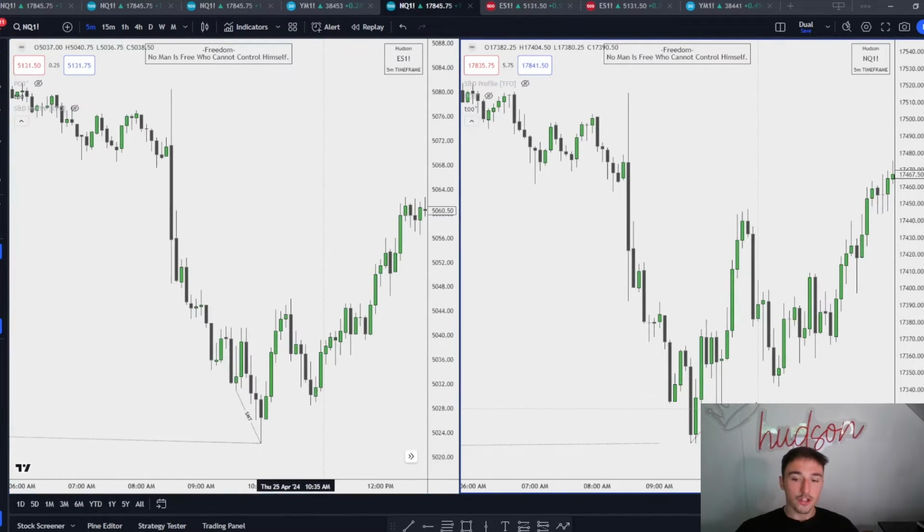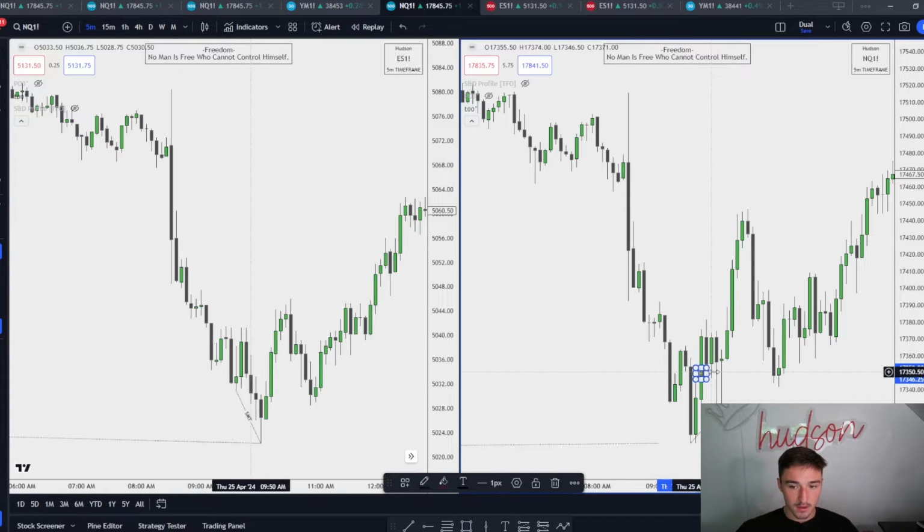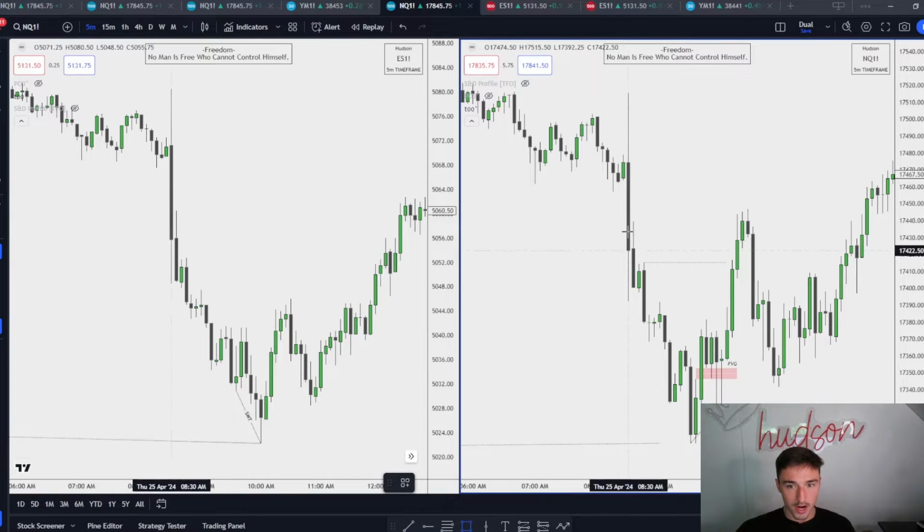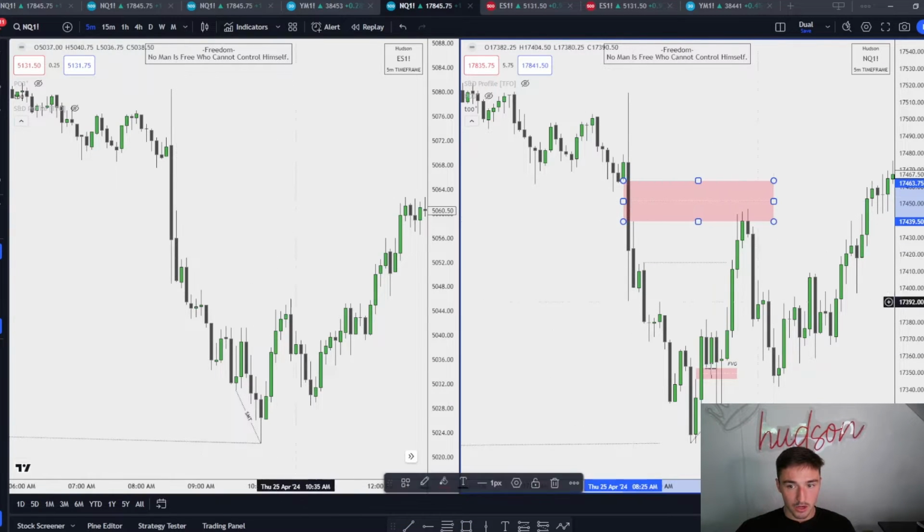So this is a trade that I actually took. When we get this displacement higher, this fair value gap, this is also a breaker. This should hold us to send us higher, right? So I took off contracts here and I took off contracts in this premium fair value gap, right?